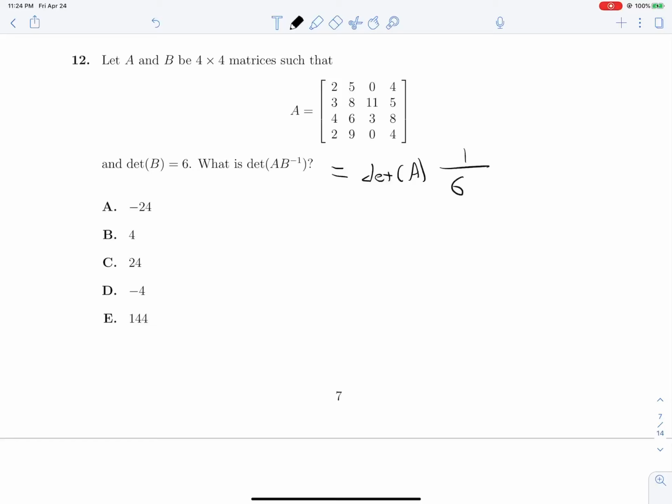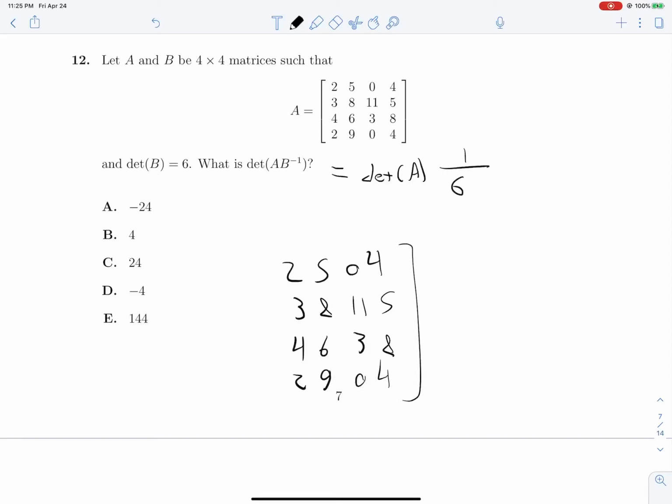Not going to be fun at all, but we should be able to do it by putting it into upper triangular form. So 2, 5, 0, 4, 3, 8, 11, 5, 4, 6, 3, 8, 2, 9, 0, 4. The only thing that we can legally do in this context to get things into upper triangular form, so we can multiply the main diagonal entries of our matrix, is add multiples of rows to other rows. We know that that doesn't change our determinant at all. Let's subtract row 1 from row 4. That gives us 0, 4, and 0. Here we could divide that row, but if we divided that row, that would be illegal. So we have to leave it as a 4, but we can add multiples of it to other rows.